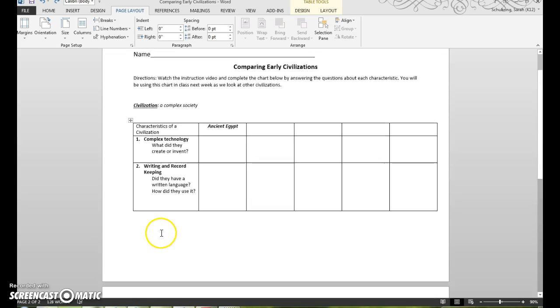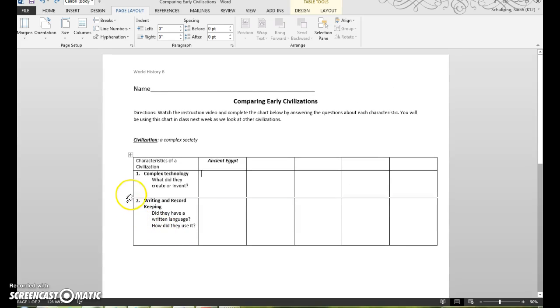Now I know you're sitting there saying, how am I going to find this information? So let me show you the website that we'll be using today to find information about ancient Egypt. Some boxes may have more information than others, and that's okay. Again, this is a notes page for you that we'll be using to compare ancient Egypt to other early civilizations. So let's take a look at that website.